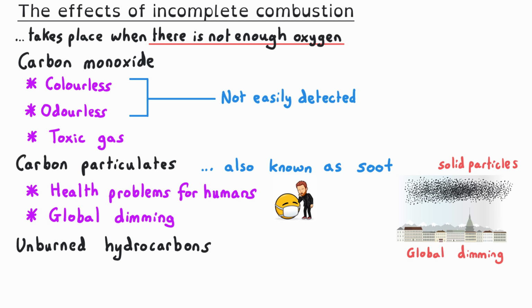Finally, unburned hydrocarbons are molecules from the fuel that didn't burn completely and are released into the air. These hydrocarbons contribute to the formation of smog and ground-level ozone, which can irritate the eyes and airways and cause long-term respiratory problems. In summary, the products of incomplete combustion pose serious risks to both human health and the environment, making it crucial to minimise their production.